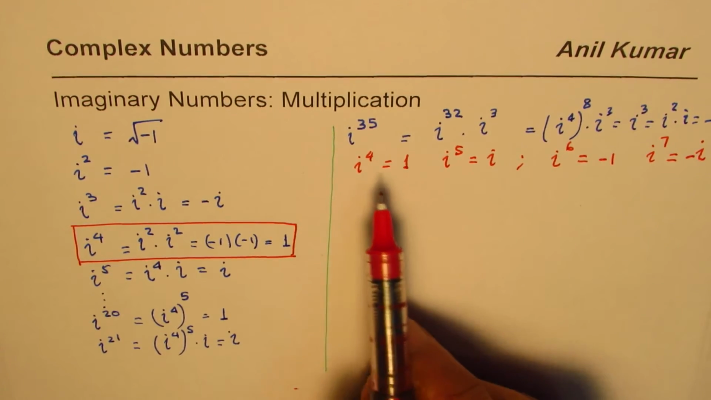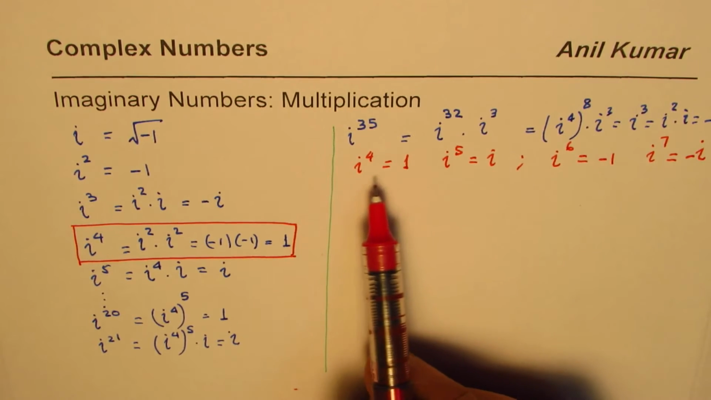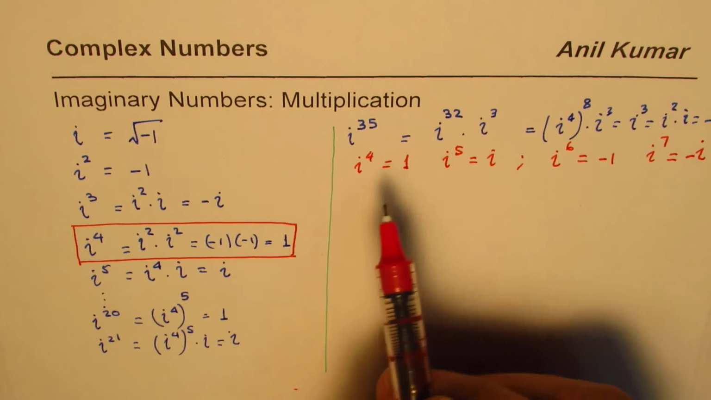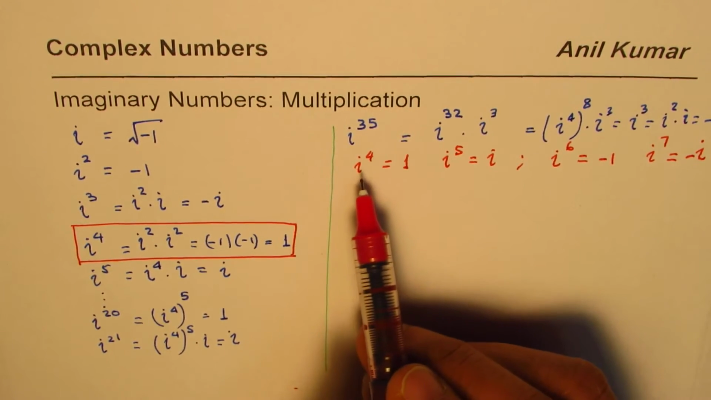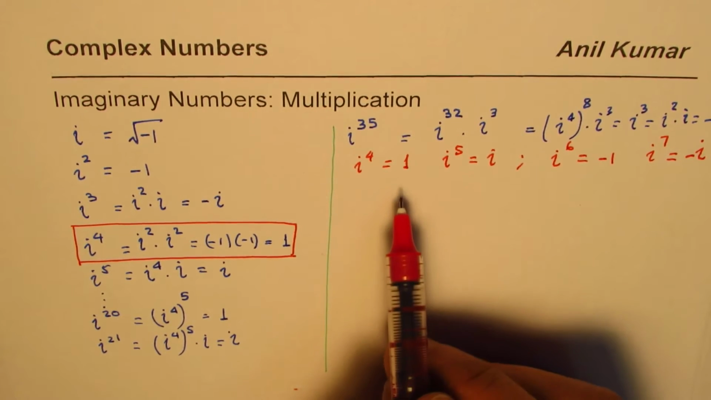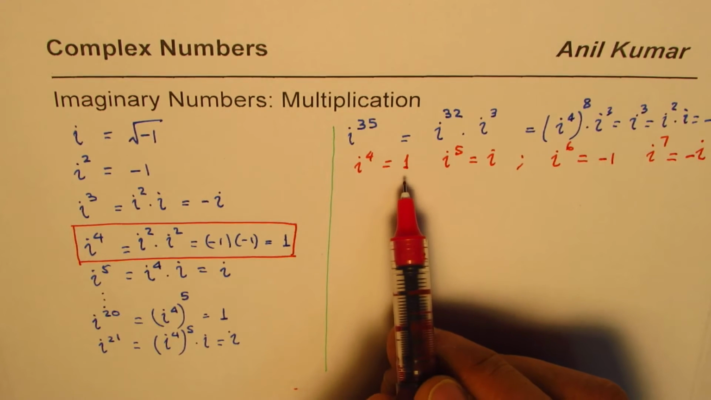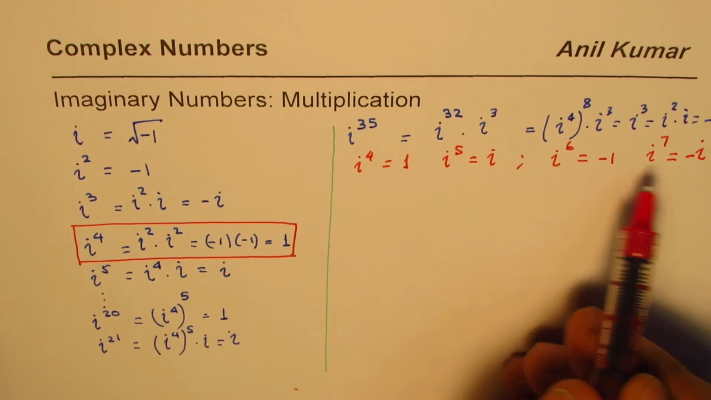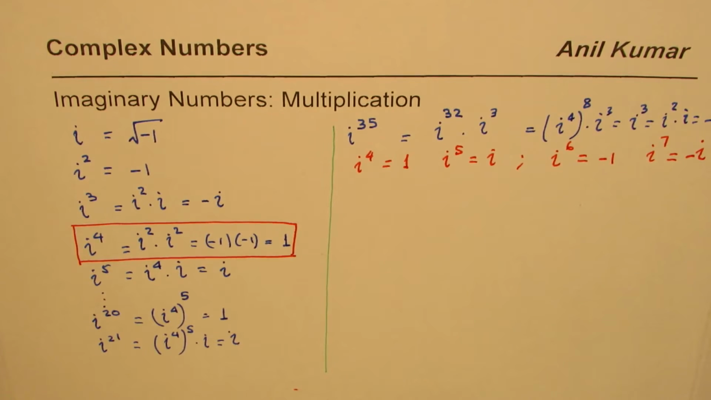So what you see always is that the pattern of i powers can have one of these 4 values. That is to say, it could have 1, i, -1, or minus i as the values, correct? This is one very important aspect.